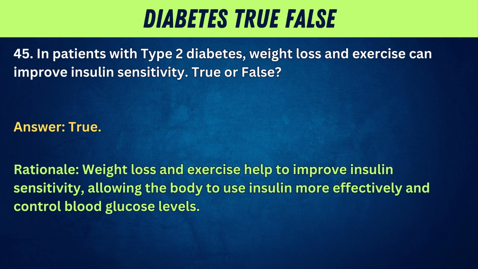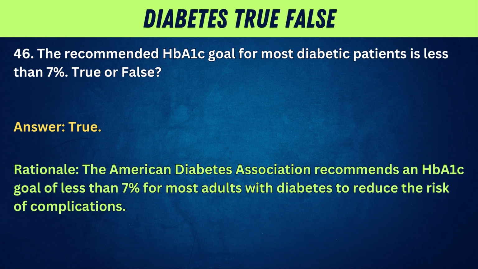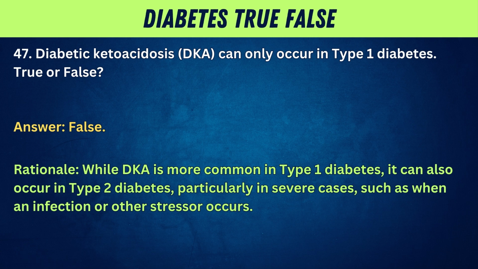46. The recommended HbA1c goal for most diabetic patients is less than 7%. True or false? Answer: true. Rationale: the American Diabetes Association recommends an HbA1c goal of less than 7% for most adults with diabetes to reduce the risk of complications.